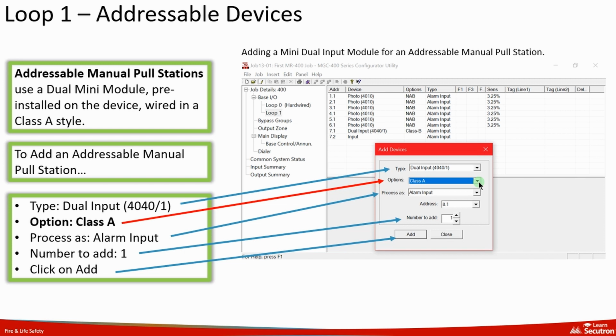An addressable manual pull station uses a dual input mini module with Class A wiring. The following settings are used in the configuration. The device type is set as dual input 4040, 4041. The wiring option selected is Class A. The device is set to be processed as alarm input. The number to be added is specified as 1. After these selections, click Add to include the manual pull station in the system configuration.